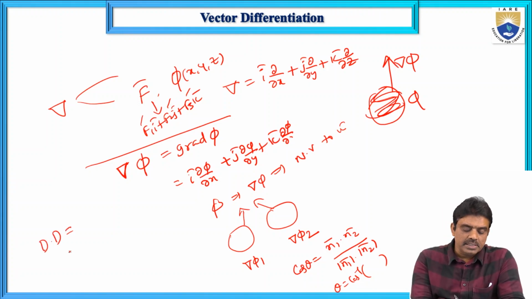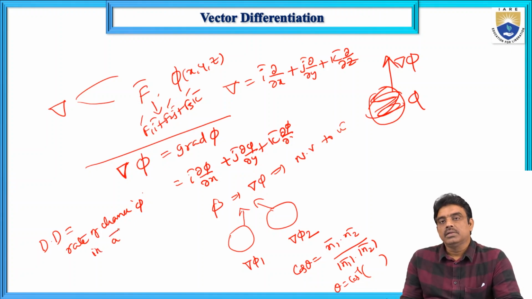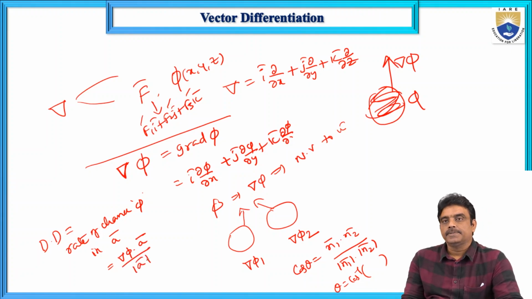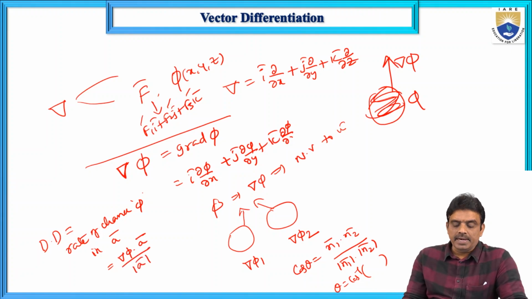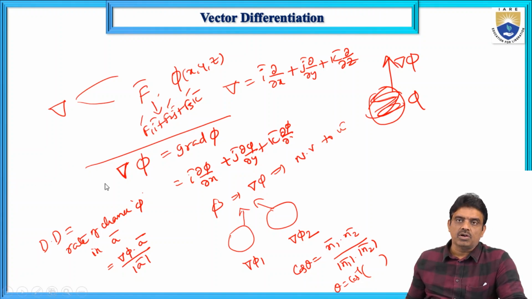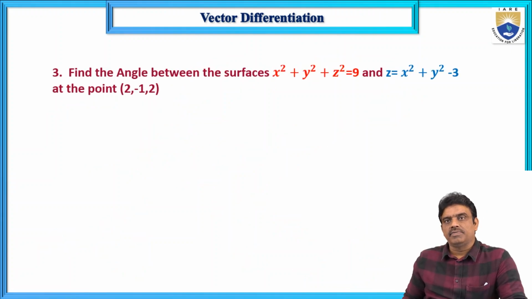Directional derivative means the rate of change of the scalar function phi in the direction of a bar. It is defined as grad phi dot a bar by magnitude of a bar. The del can be applied only on scalar functions to get the gradient. Now we will see some more examples on gradient of the function.